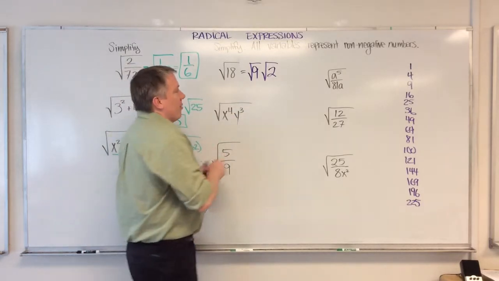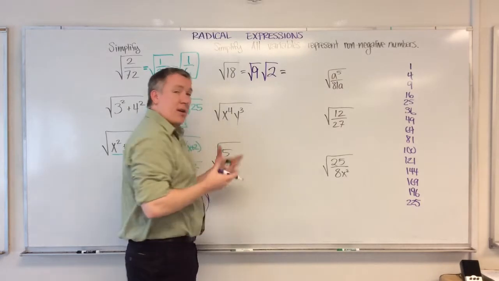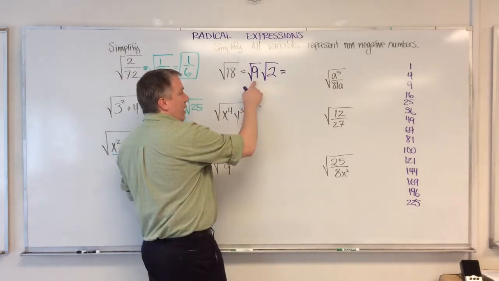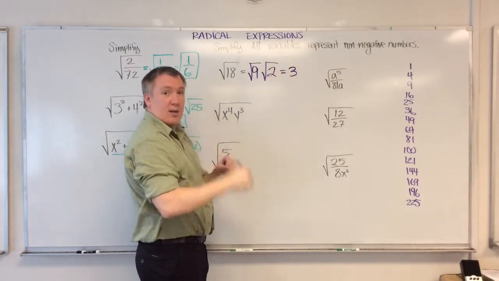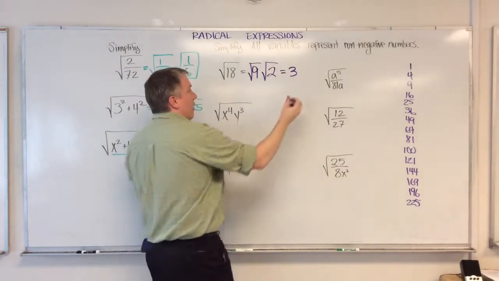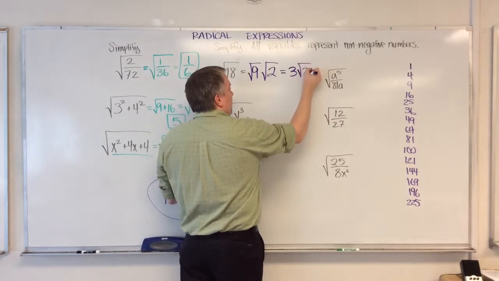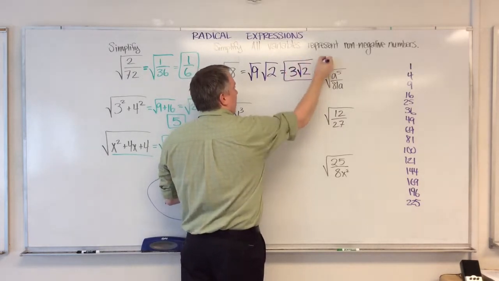And then the next step is to simply take the square root of the thing that you can. So the square root of 9 is 3. Notice how the square root disappears, because I took the square root, it's gone. And I can't take the square root of 2, there's nothing I can do there, and that is my answer.